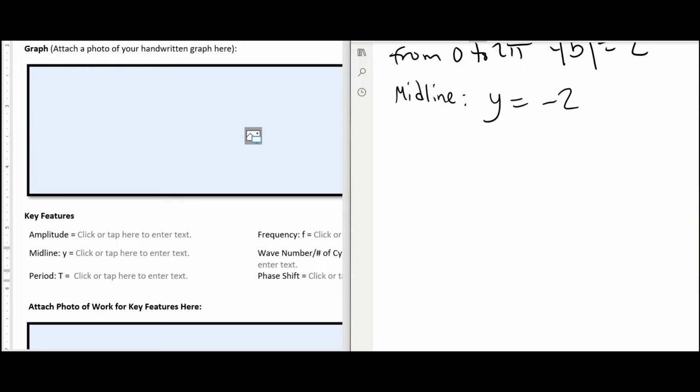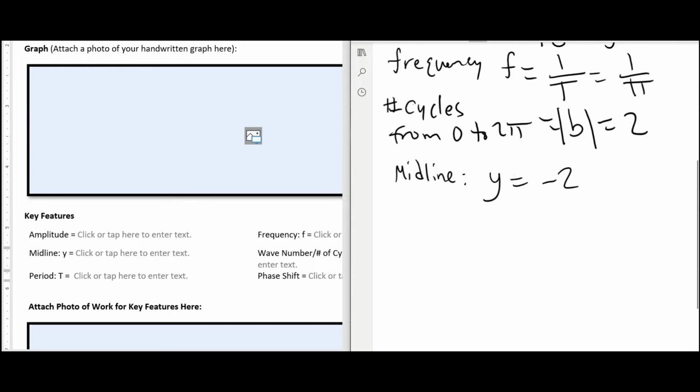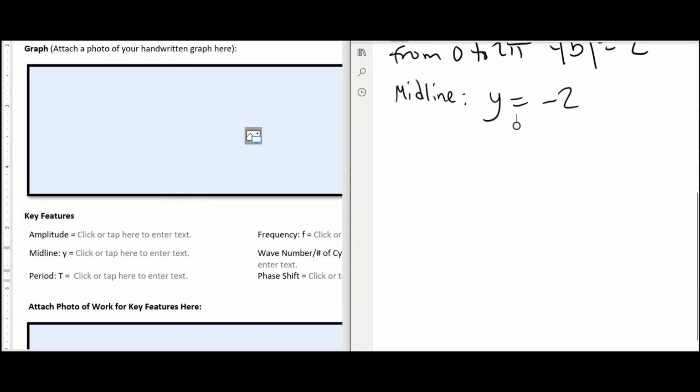All right, so we got our features. Now we're going to use this to graph. So when we graph it, normally we go like this, right? And then I'm going to make this bigger. In fact, I'm going to just make this bigger here.